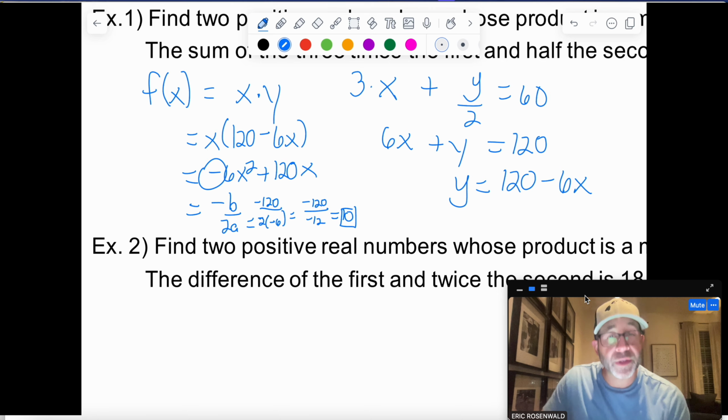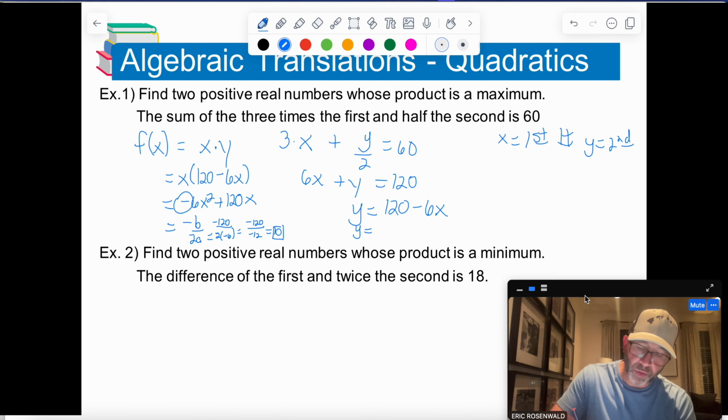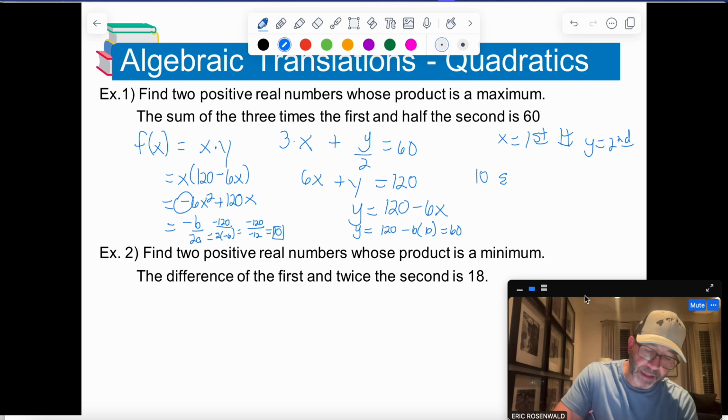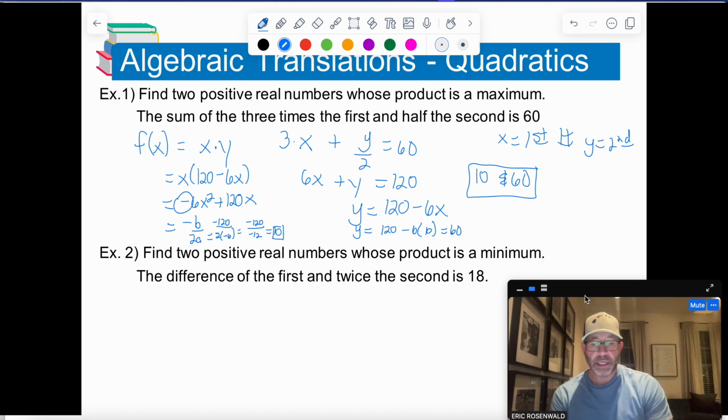So my x value for this is 10, and then my y value is going to equal 120 minus 6 times 10, which means we're going to end up with a 60. So the numbers are 10 and 60. Okay? So the sum of 3 times the number and half the second, 10 and 60, meets both of the needs here. And the maximum value that I can get from this is going to be 600. Okay? Because 10 times 60.